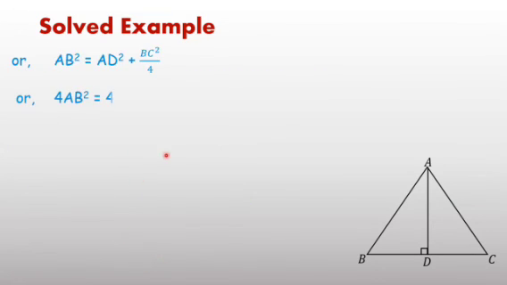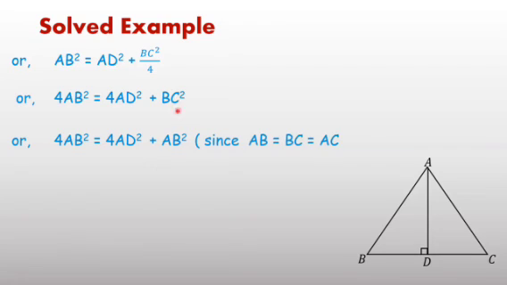And next step, multiply by 4 on both sides. 4AB square equals 4AD square plus BC square, or in place of BC we can write AB because all three sides are equal. Now transfer AB square to the left side. You will get 4AB square minus AB square equals 4AD square, or 3AB square equals 4AD square. In this pattern you can solve questions based on the Pythagoras theorem or the converse of the Pythagoras theorem.